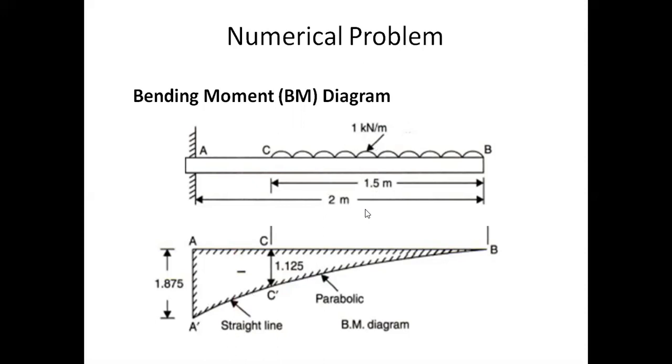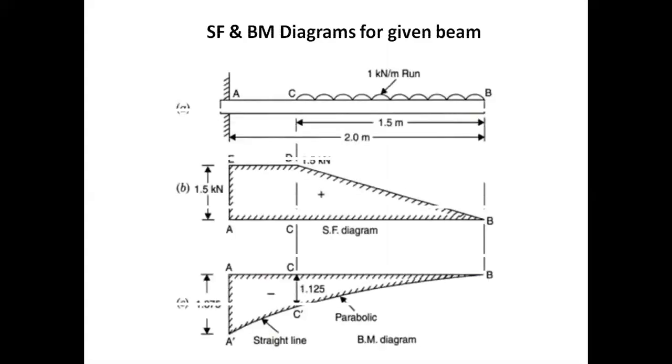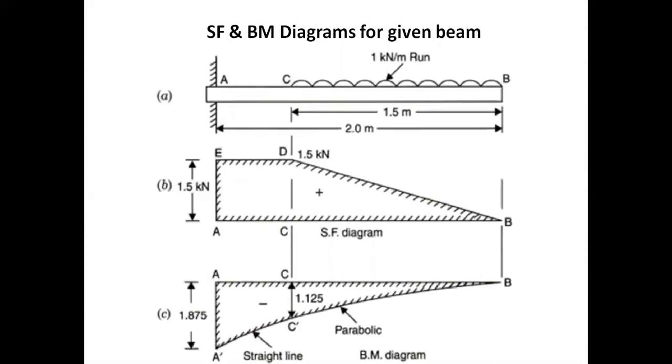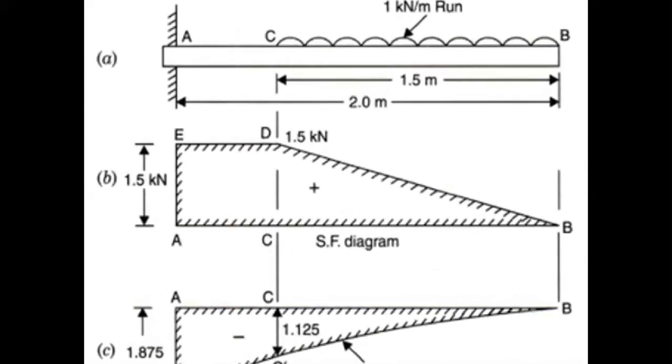Whenever we draw shear force and bending moment diagrams, it is good practice to keep these three diagrams in one place: first the load diagram, followed by the shear force diagram, followed by the bending moment diagram. It will be like this. This is the load diagram, the shear force diagram, and the bending moment diagram. And all these points should coincide: the A points, C points, and B points. This is what we have.